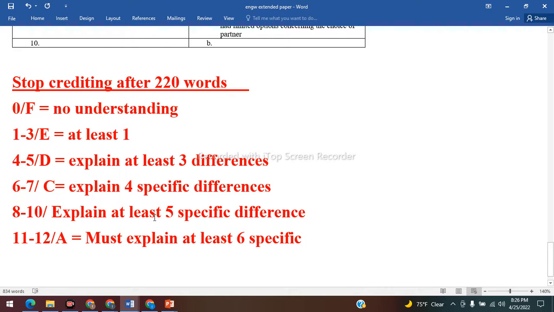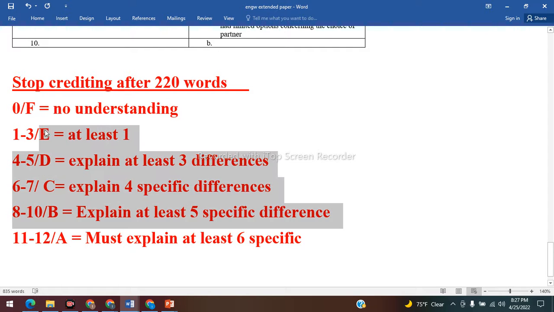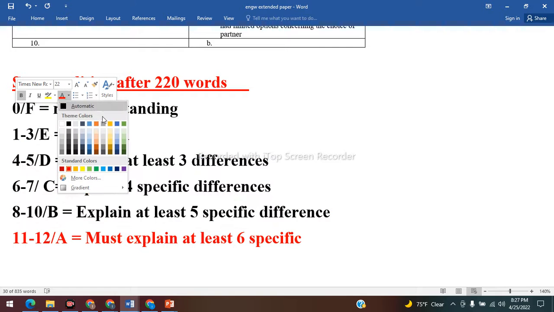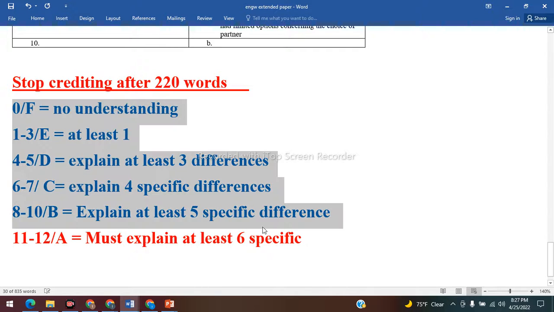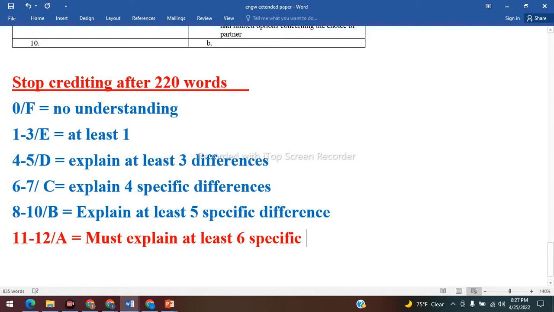We're going to pretend like these don't exist, okay? These do not exist for y'all. There's only one thing that exists for y'all: must explain at least six specific differences.